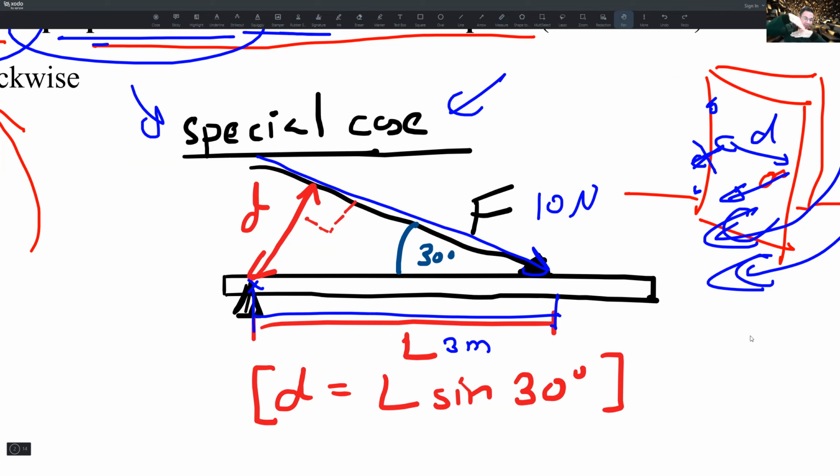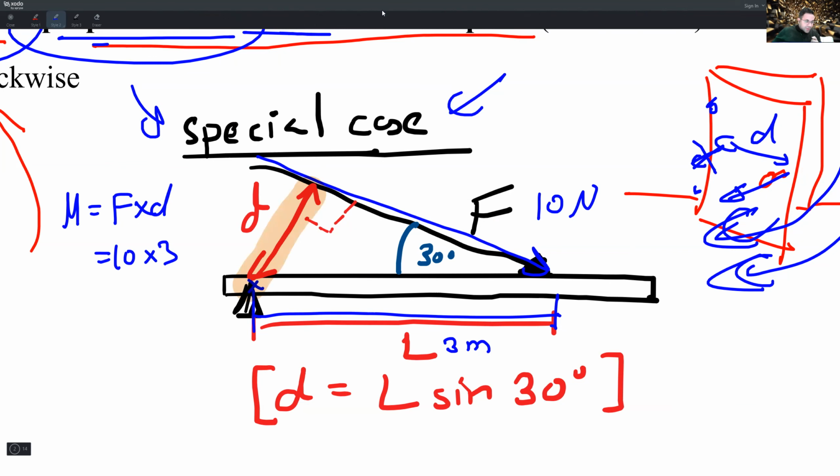So if it's at an angle to the beam, I cannot say 10 times 3. If I say moment is force times distance and say 10 times 3, that is absolutely wrong. So what do I do, Mister? Well, first you need to identify which distance you need. The distance that you need to measure is this. The line of action of the distance and the line of action of the force must be at 90 degrees to each other. So the distance that you measure is right here.